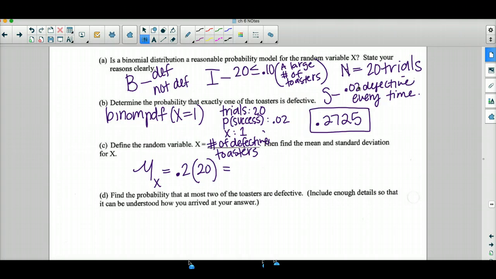Wait, it is 0.02. No, that's my bad. I just wrote a 0.2 because I was being goofy. I would say I was testing you, but we know better than that. And the answer will be 0.4, correct?